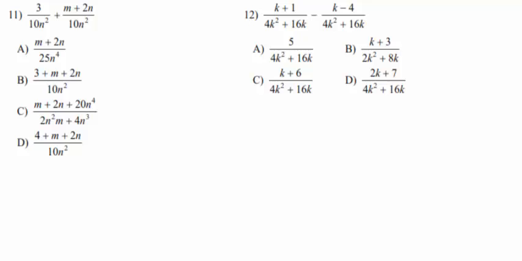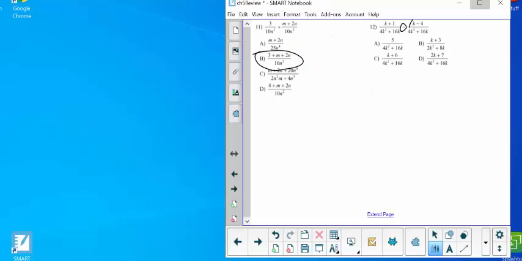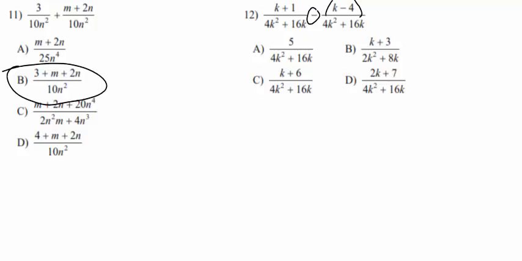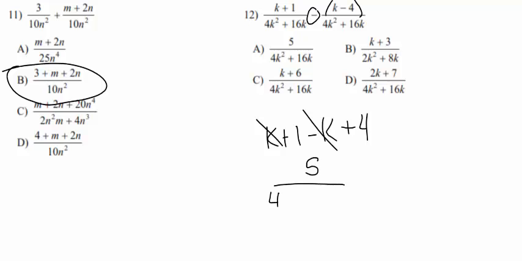Alright, so number 11, we've got to add them. Since they have the same denominator, all we have to do is combine them, so we would have just 3 plus m plus 2n all over n squared. So number 12 is subtraction. Since the denominators are the same, we just have to make sure we distribute that negative sign to everything up here. So now we've got k plus 1 minus k, and then plus 4. Well, the k minus k is 0, 1 plus 4 is 5, all over our denominator of 4k squared plus 16k. So the answer would be A.